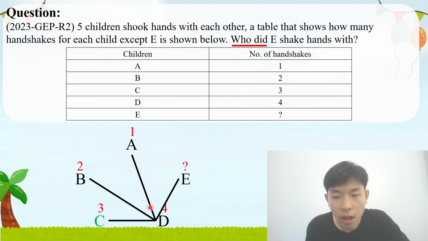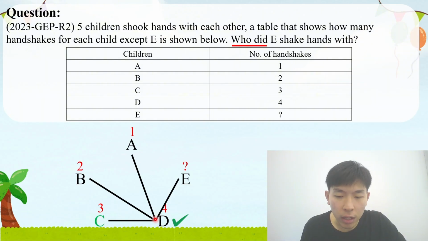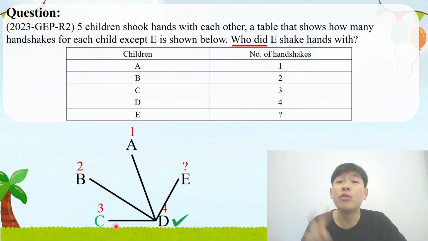So let's check. First, we start with D. Shakes hands 4 times. 1, 2, 3, 4. Is it done? Yes, D is definitely done. So we just need to put a small tick here. Next, let's check C. C shakes hands 3 times. 1. Only 1 time. Is C done? Not yet. But C needs how many people? 2 more. Still needs to shake hands with 2 more children.